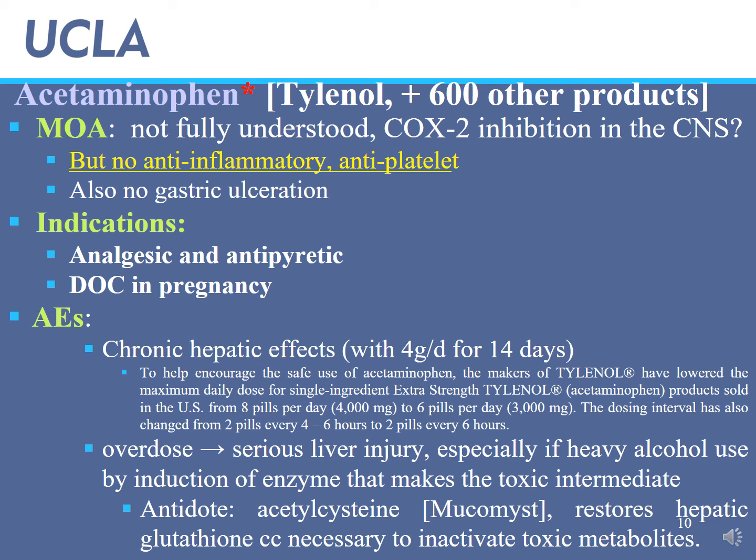Mechanism of action in terms of analgesia is not fully understood. Maybe there is some COX2 inhibition in the central nervous system. One thing you have to know is that acetaminophen is not an anti-inflammatory drug nor an antiplatelet agent, so it doesn't cause any gastric ulceration. So someone who is in mild to moderate pain and has a sensitive GI tract or has heartburn, acetaminophen would be a better medication for them. Acetaminophen is analgesic and antipyretic, so it can treat fever. It's the drug of choice in pregnancy.